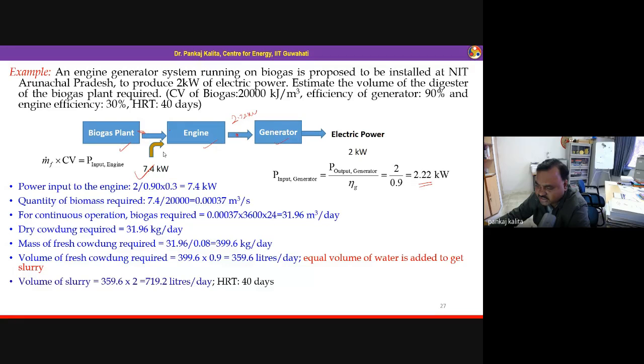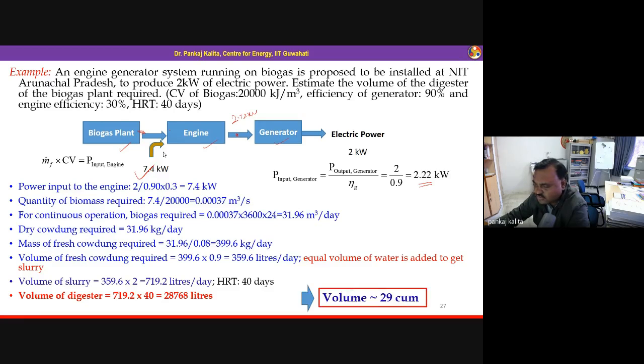And if we consider hydraulic retention time 40 days, then we can calculate the digester volume will be about 28768 liters, which is equal to 29 cubic meter. Okay, so in order to generate 2 kilowatt of power, we need a volume of 29 cubic meter. So that big volume is required to fabricate it.